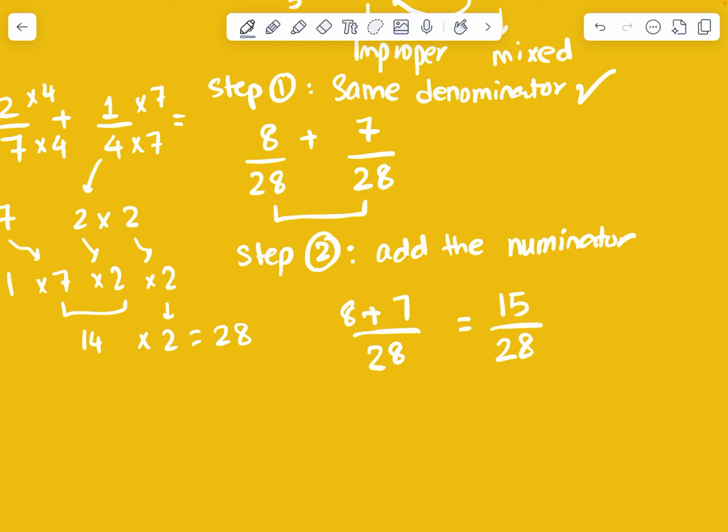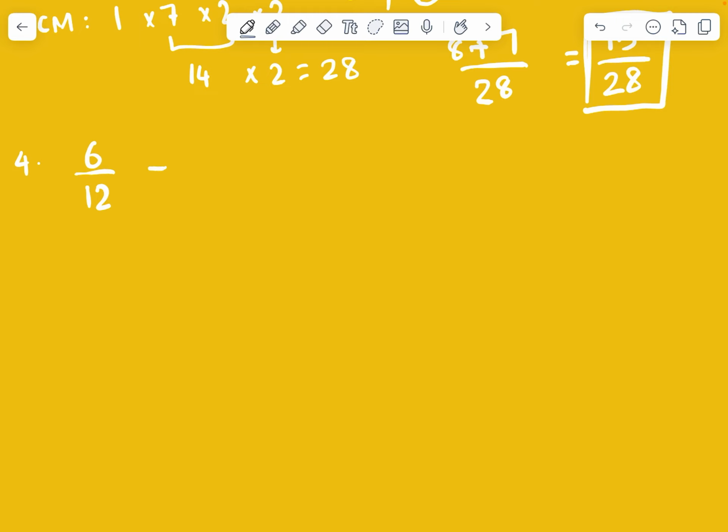Okay, let's try another problem like this. What if you had 6 over 12 plus 6 over 8? You look at this problem and you say, well, the denominators are not the same, so I need to first figure that out. Again, find the LCM. 12 is 6 times 2, that's 3 times 2 times 2. 8 is 2 times 2 times 2. Your LCM would be 3, picking 2 from both sides, writing it as ones.